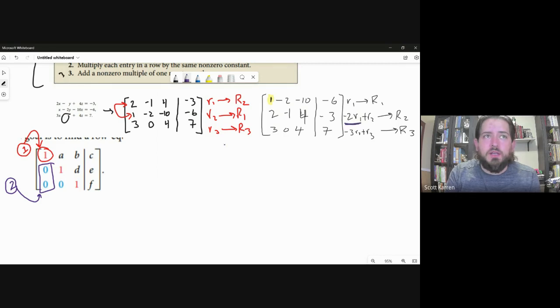-2 times row 1, I'll write that, is -2, +4, -2 times -10 is +20, and then -2 times -6 is +12. And then I'll just write row 2 below it, 2, -1, 4, and -3, and I'll add those 2 rows together. Element by element, -2 and +2 is 0, +4 and -1 is +3, 20 plus 4 is 24, and then 12 minus 3 is 9. And this is my new row 2.